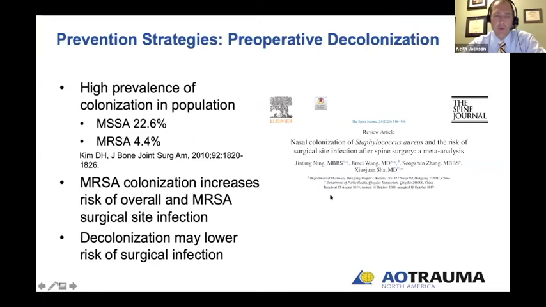quoted from the Spine Journal, reviewed all the primary literature and found that patients with MRSA colonization have increased rates of overall surgical site postoperative infection, as well as MRSA positive postoperative infections. In studies that performed preoperative decolonization, the rates of infection were substantially lower. For that reason, you can infer that there's a higher rate of infection in MRSA carriers, and that this can be mitigated by preoperative decolonization.